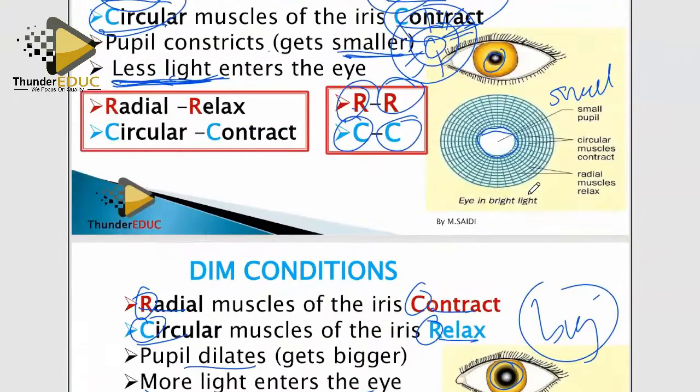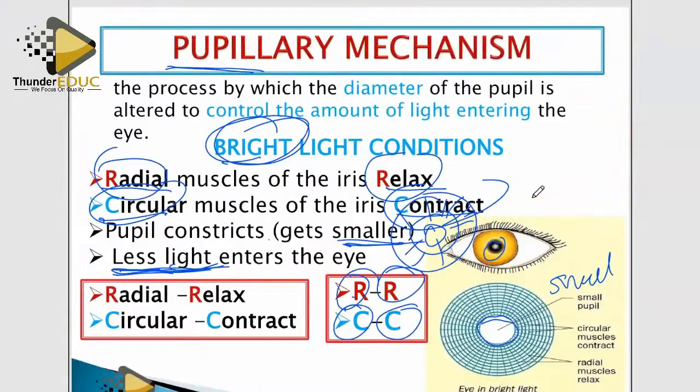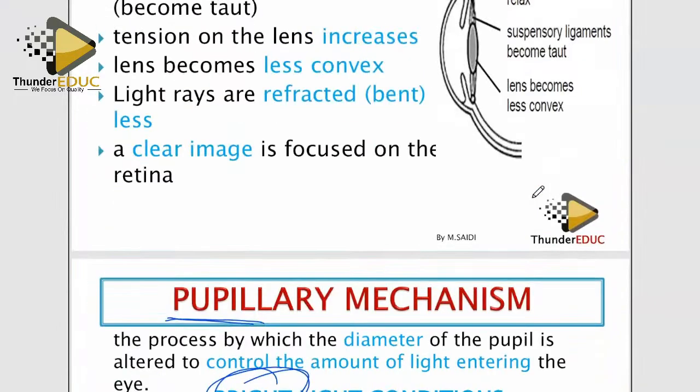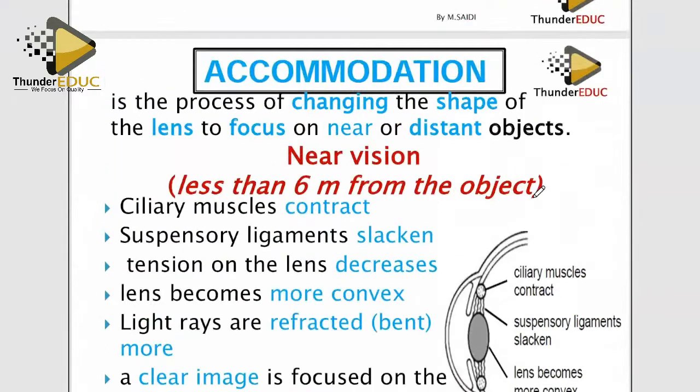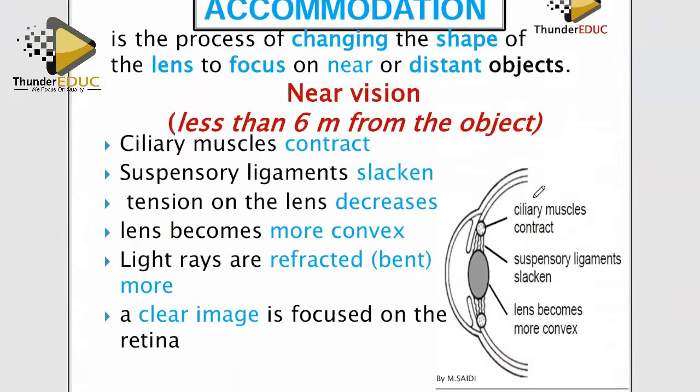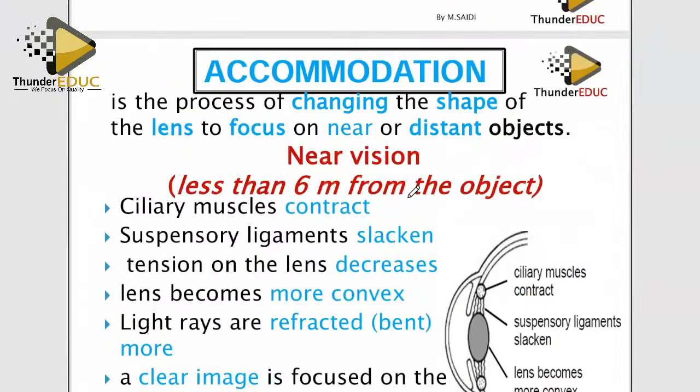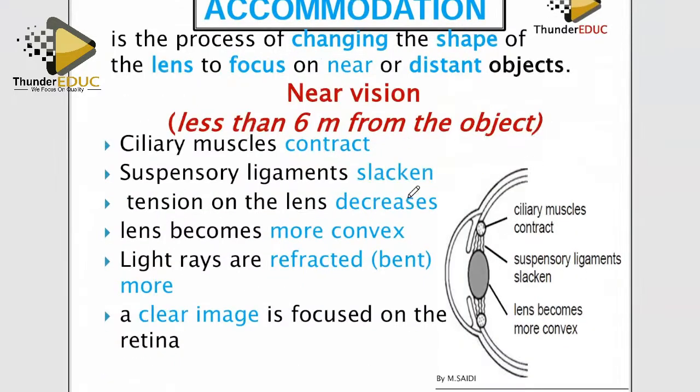All right. So that is the dim light, bright light. That is what we discussed last time. Let's now discuss accommodation, just to do a review, especially for those people who were absent. All right, let's go to accommodation.